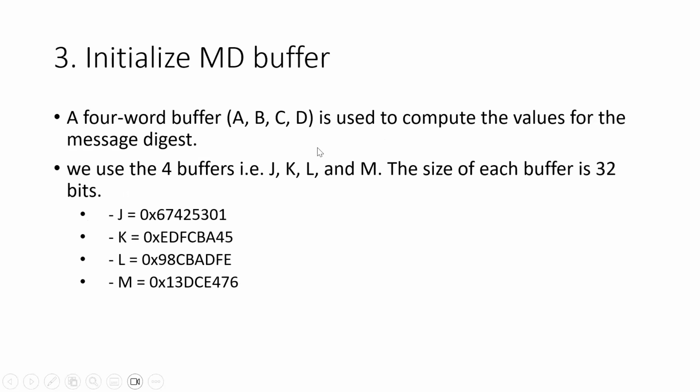The third step is to initialize the MD buffer. When it comes to MD5, the word buffer is 4. That means whatever the input, you can divide it into 4. So this is a 128-bit value. But if you are going for SHA, it will be 5, not 4. This is kind of a constant.